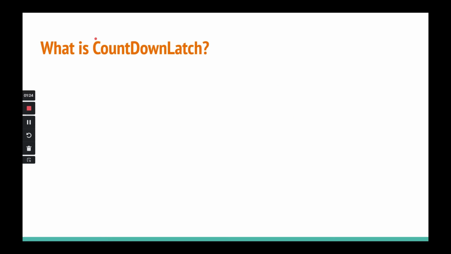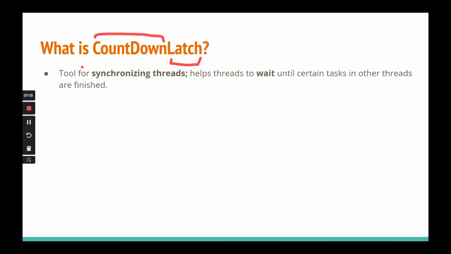Now, what is CountDownLatch? It consists of 2 words, countdown and latch. Let's try to understand it one by one. What is this used for? It helps threads to wait until certain tasks in other threads are finished. It will allow the other threads to proceed only when the set of threads which are actually doing the work are completed. You can think of it like there are 4 threads that are doing some work.